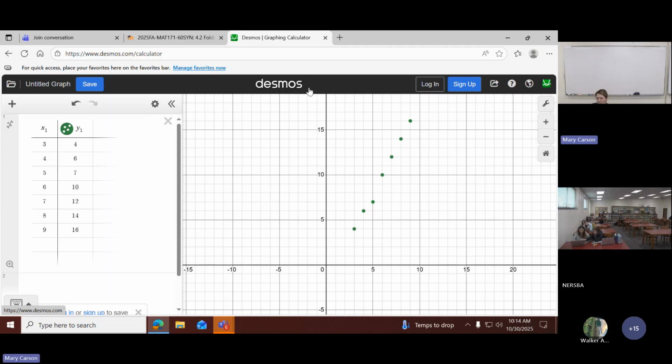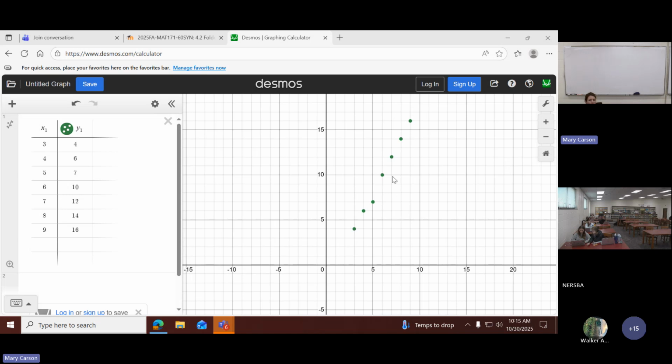Now, does anybody know how you would find the line? How would you find the equation if you didn't have a graphing calculator? Does anybody know? How do we find the equation of a line? Can I see the chat box up here? Okay, I can't really see it.